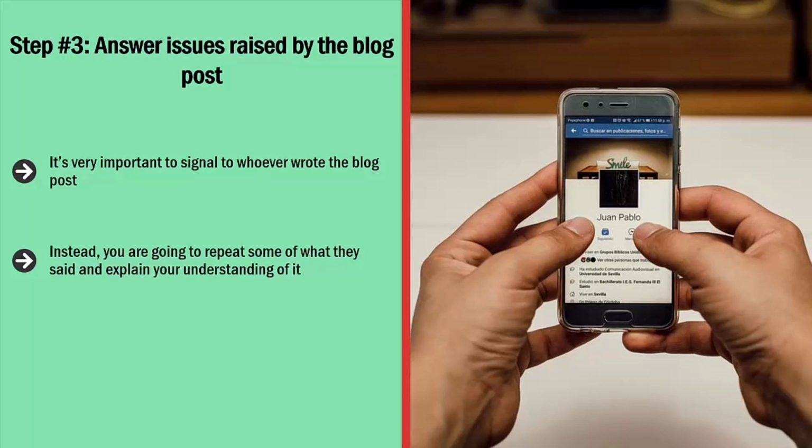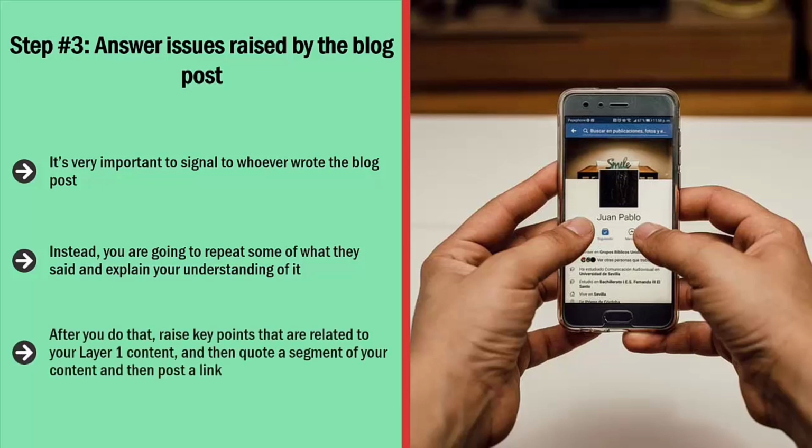Then, you're also going to raise issues with them or raise questions. You may not agree, and say so. After you do that, raise key points that are related to your Layer 1 content, and then quote a segment of your content and then post a link. Done properly, your comment is not going to look like spam. Instead, your comment actually enhances the content that you're commenting on.